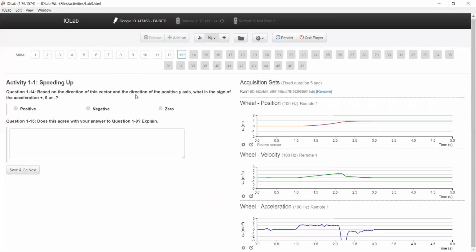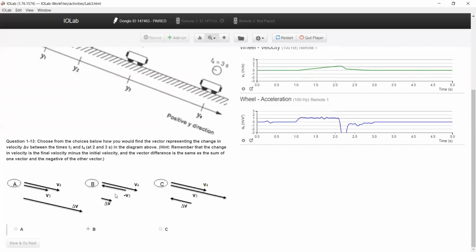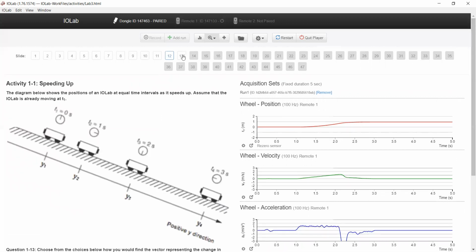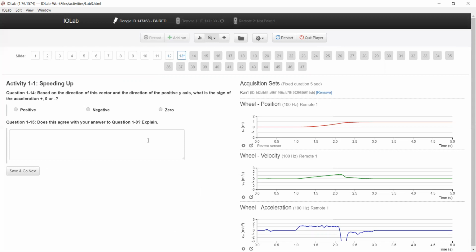Based on the direction of the vector and the direction of the positive y-axis, what is the sign of the acceleration? Positive, negative, or zero? We already said the direction of this vector is the rate of change of velocity. When you had the change of velocity, was the rate of change of velocity positive, negative, or zero? You may go ahead and answer that in slide 12, I think slide 13. Does this agree with your prediction? Then you can answer it, and save, go next.